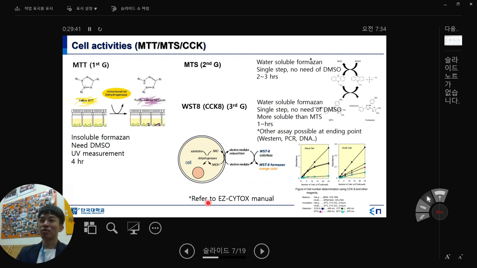And then, if you have any question, refer to the Aegis iTalks manual about this. Maybe not many people do Western or PCR or DNA extraction at the end point of CCK, but if you have some limitation of your sample, there is one possibility. But always you have to confirm using a new sample.